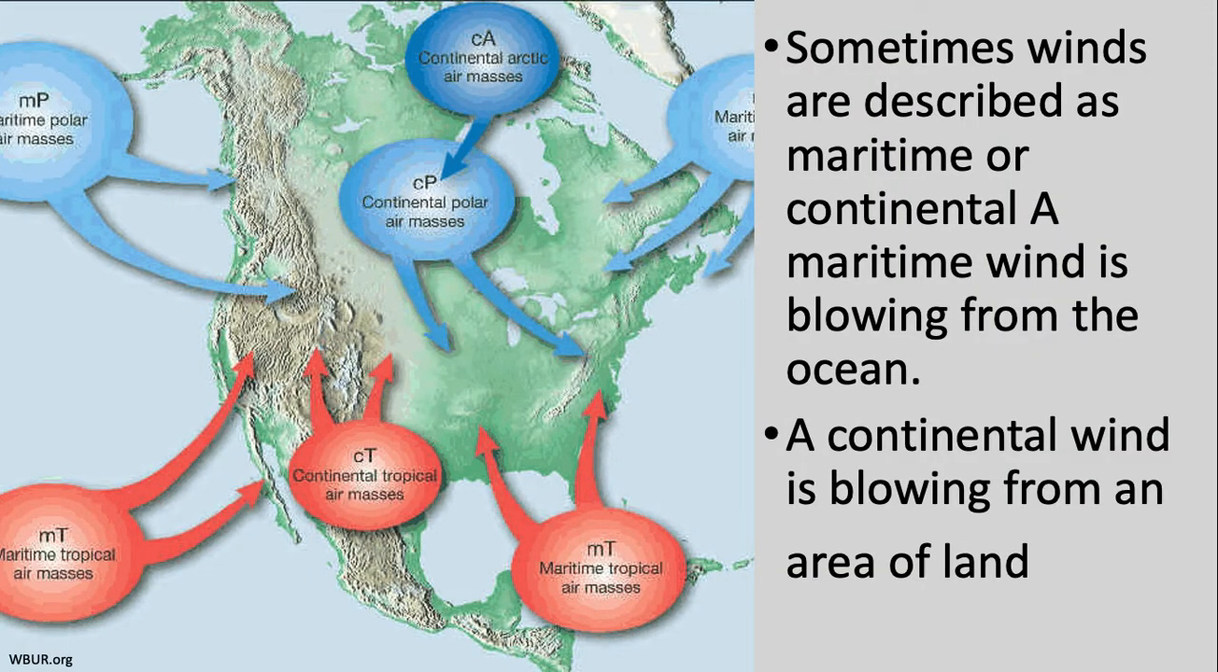Sometimes winds are described as maritime or continental. A maritime wind is blowing from the ocean. A continental wind is blowing from an area of land.